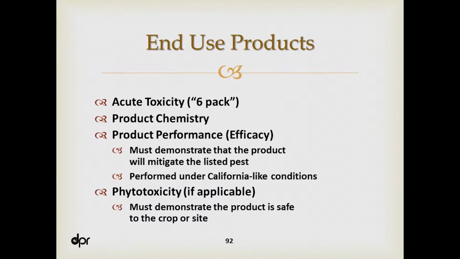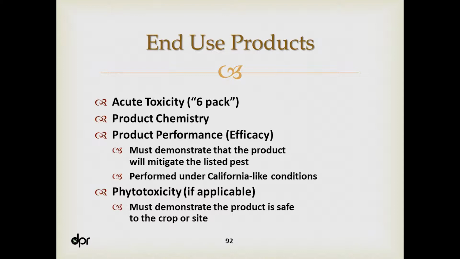Here's where we get a little difference. We want the product performance efficacy data, and it must be demonstrated that it's going to mitigate the listed pest on that product label. On top of that, a lot of these are more for outdoor use, like ag or home and garden, versus the antimicrobial.